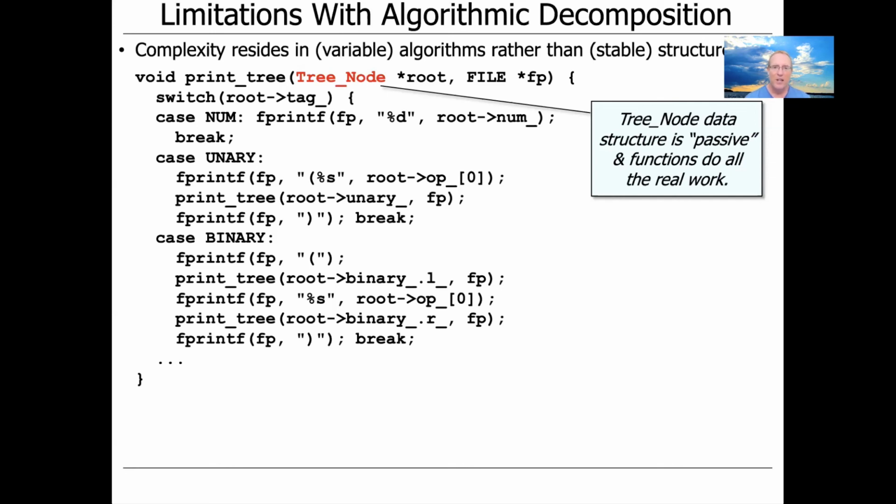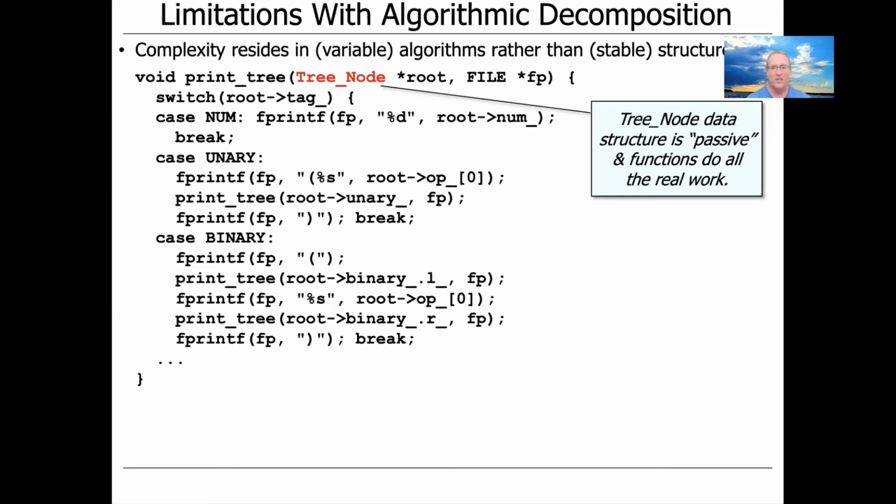So one of the things that's a limitation with this approach is that the complexity resides in the algorithms rather than in the data structures or the structure of the app. And why that's problematic is that algorithms tend to vary, whereas structure tends to be more stable over time.